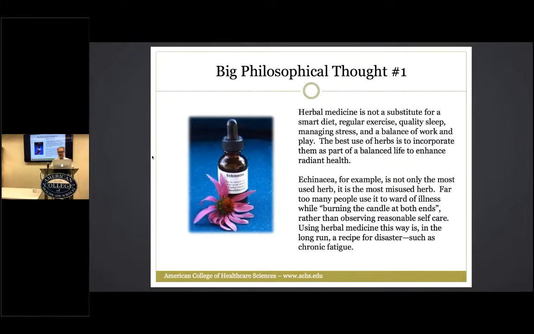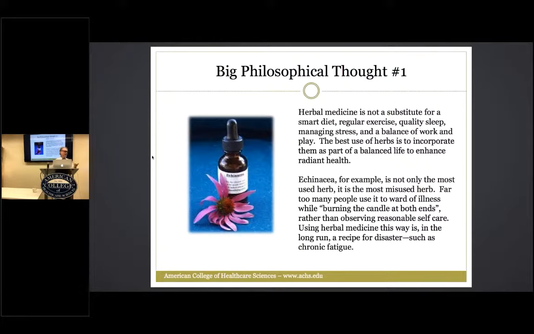Echinacea, for example, I think is not only the most used herb, it is the most misused herb. Far too many people use it to ward off illness while burning the candle at both ends, and this is not the way to use herbal medicine. If you're using herbal medicine this way, in the long run, it's a recipe for disaster. You can only support yourself with herbal medicine while you're making bad choices for so long, and then you're going to crash.